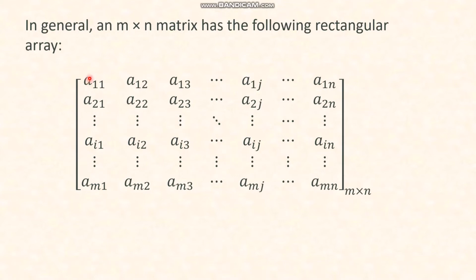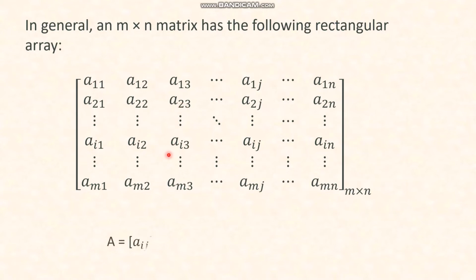Observe here that a11 means first row, first column. So these subscripts represent the position. The first number represents the row, and the second number represents the column. So aij means some ith row and jth column. a23 represents the element at second row and third column. So the subscript represents the position of that element in the matrix.